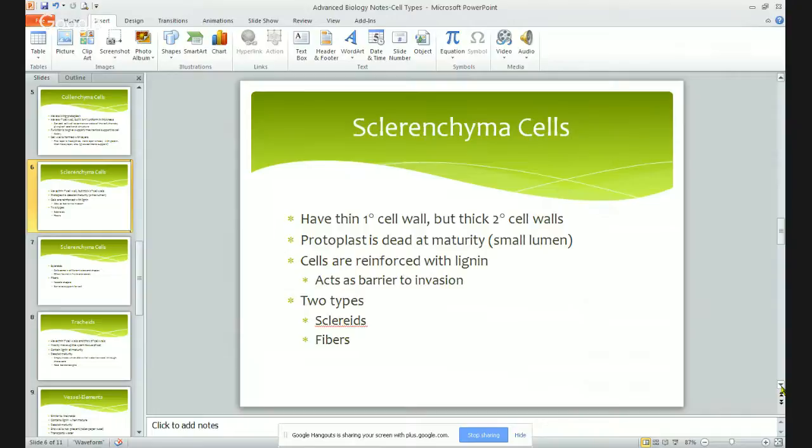With these cells, with your sclerenchyma cells, you're going to have these cells reinforced with lignin. The lignin is there to act as a barrier. It's for invasion, just keeping things out, basically. Keeping things out that you don't want.